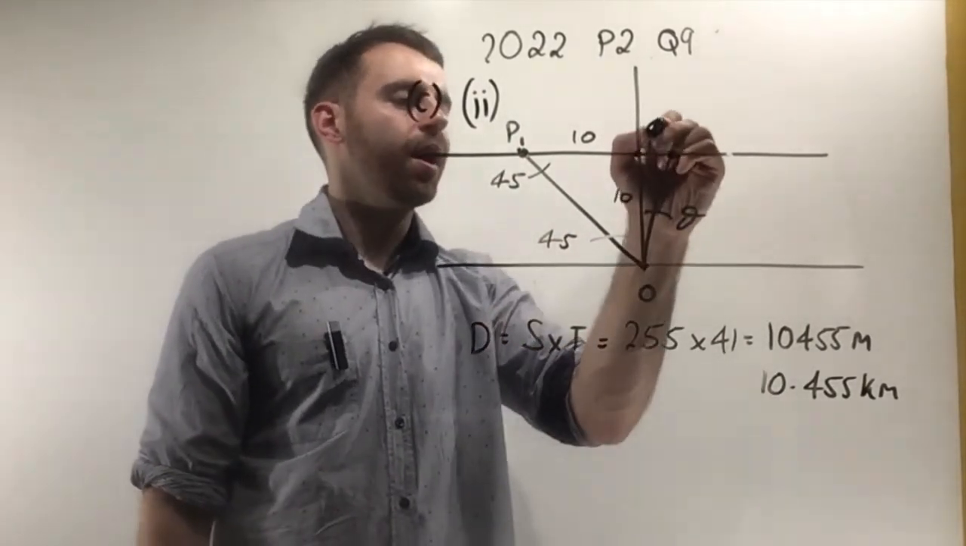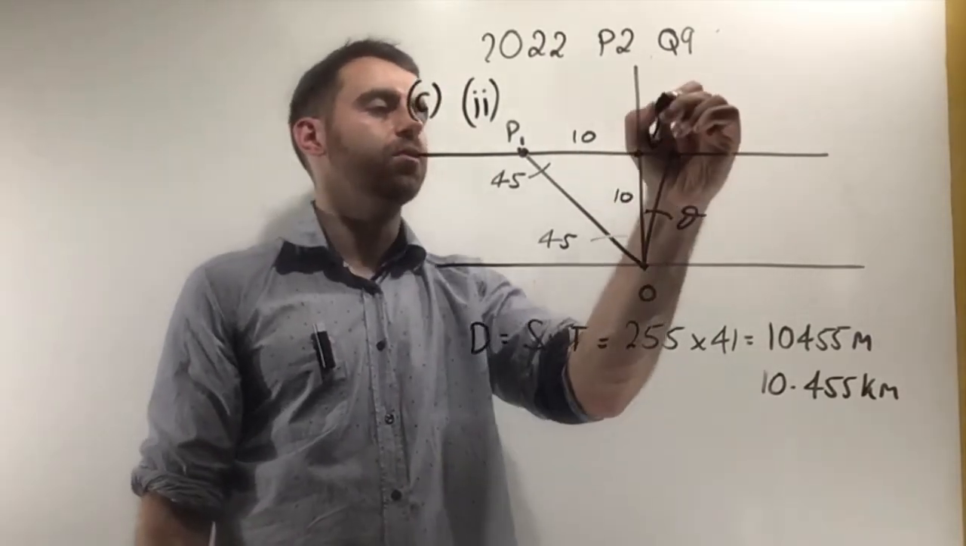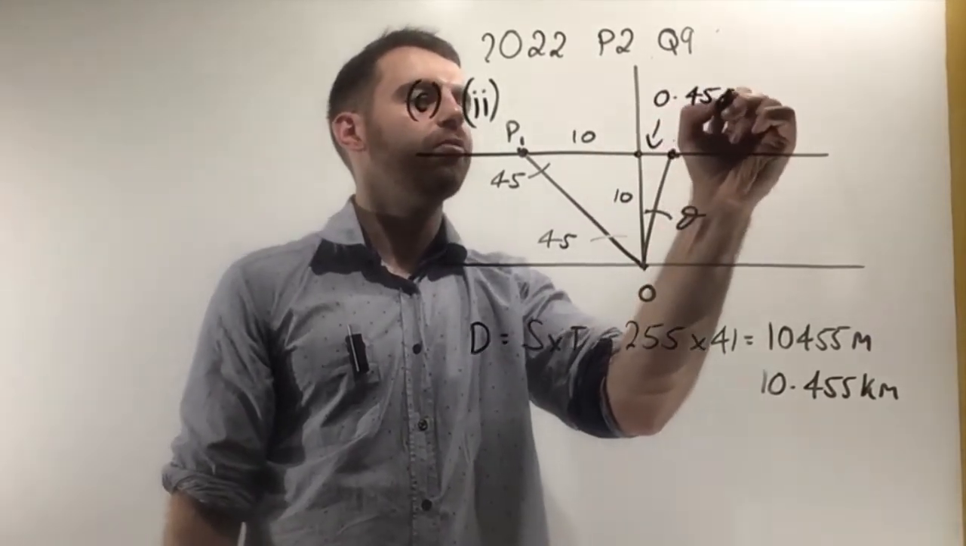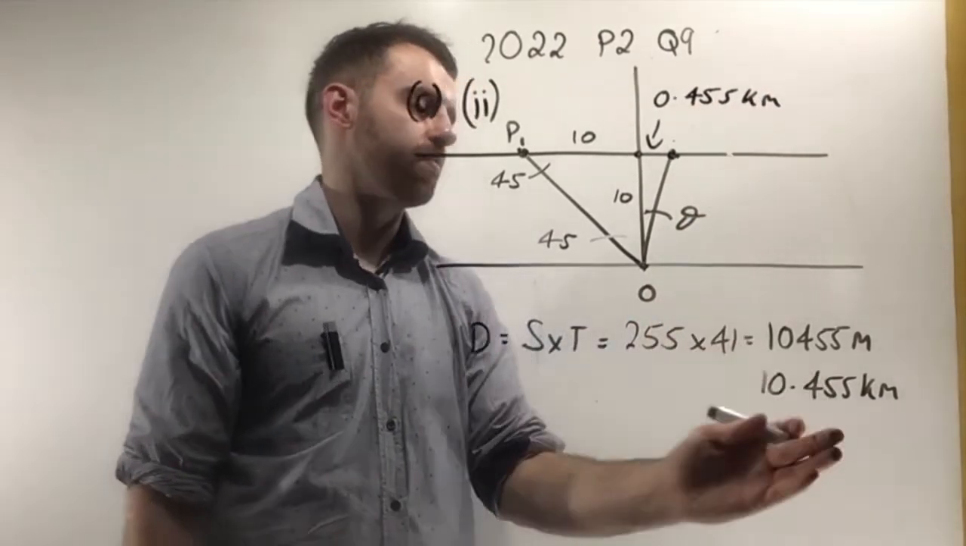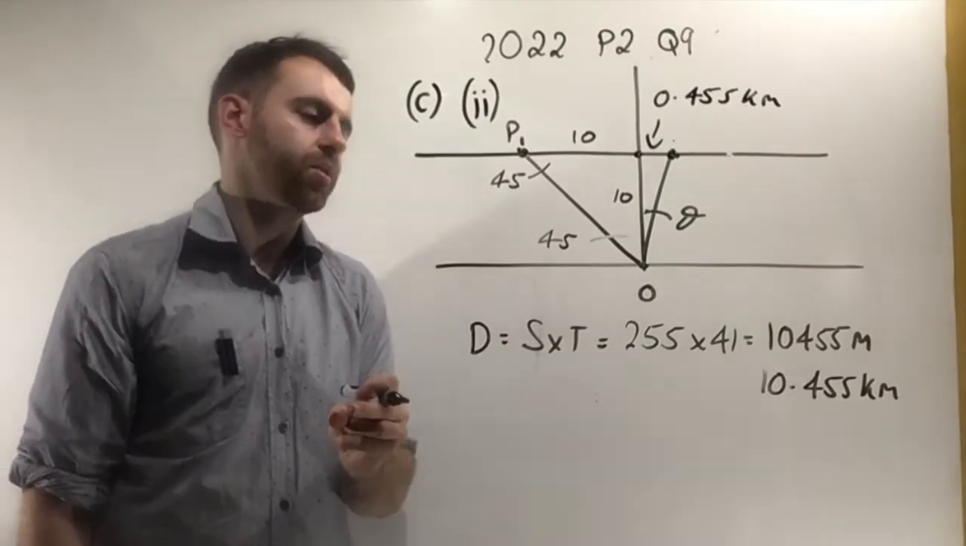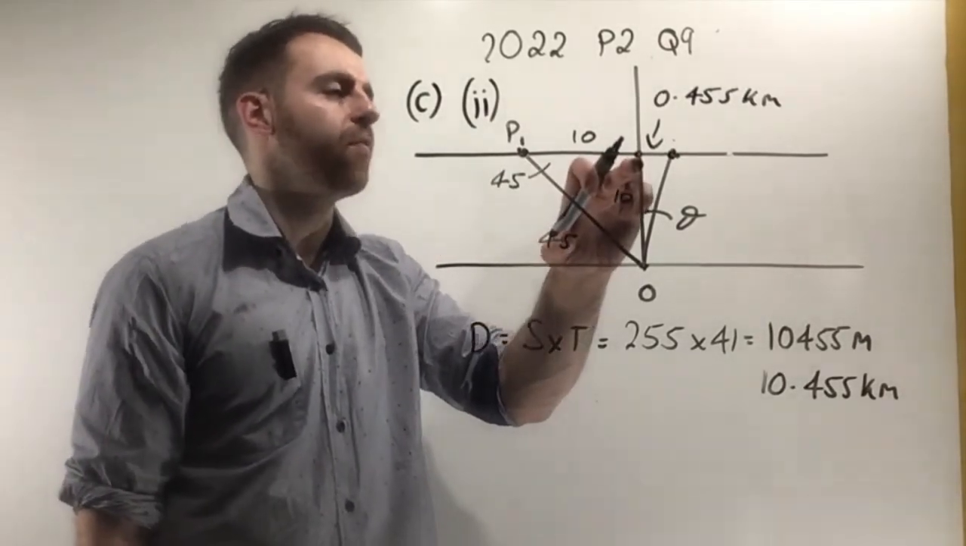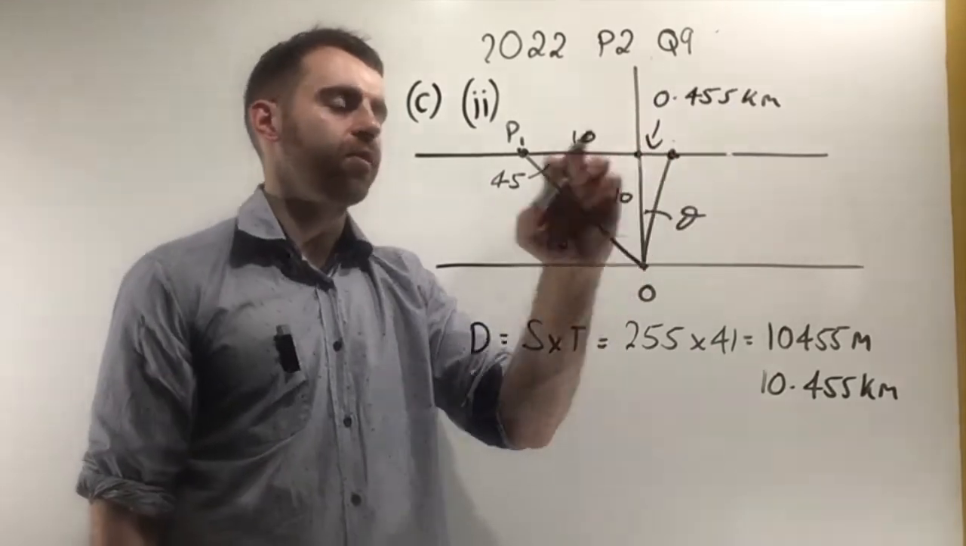Since I know the distance from P1 to here is 10 kilometers, then obviously I subtract 10 from this value, and the distance from vertically above Oscar to P2 is 0.455 kilometers. I'm writing it in kilometers since all the rest of that diagram is in kilometers. We need to be consistent. So the plane travels 10 kilometers and then a further 0.455 kilometers.